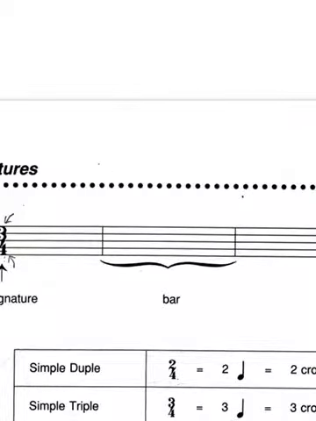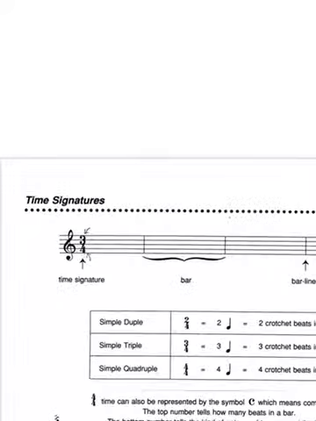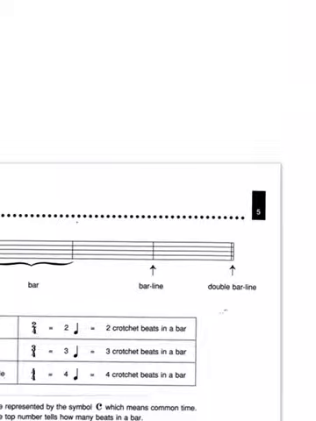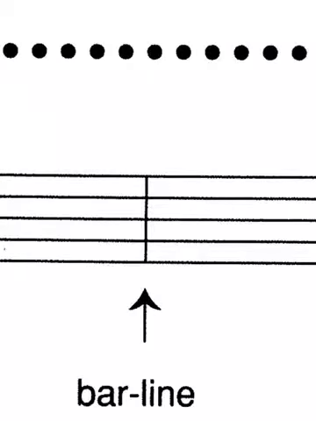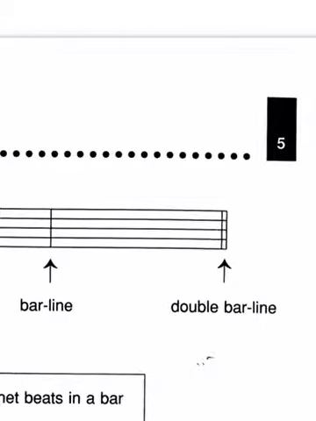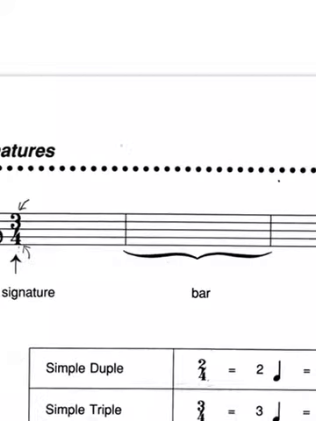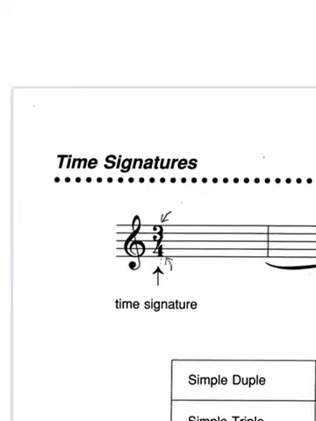You can see that this is a bar, and it also tells us what type of beat those beats will be. There's just a little bit more information here that this is what a bar line looks like. Please note that it does not extend beyond the top and the bottom of the stave. And then we have over here a double bar line that generally signifies the end of a piece or the end of a section. But back to our time signature.